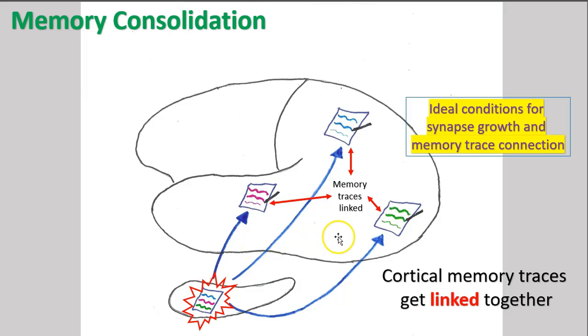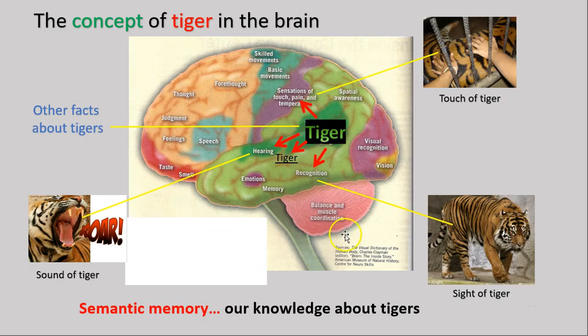And during this process as well, cortical memory traces can be linked together, forming a unified sort of network of memory traces that represents the learned information from that day. So this high level of activity during memory consolidation creates the ideal conditions for synapse growth and memory trace connection. And you'll recall that we need to make those connections between memory traces in order to build concepts.